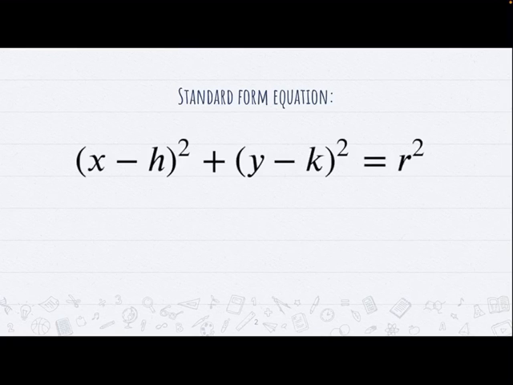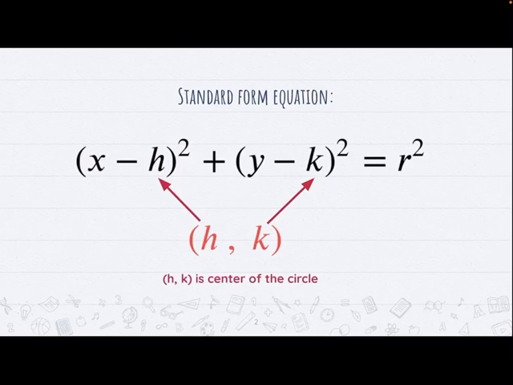So what do these extra letters stand for? Well, we have h and k, and h and k are going to stand for the center of the circle. And last we have r squared, and r is going to stand for that radius. So it's going to determine the size of the circle. The larger the radius, the larger the circle.